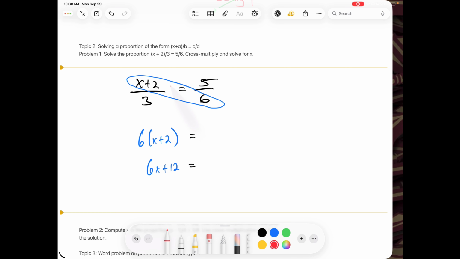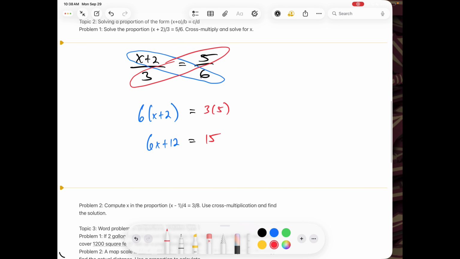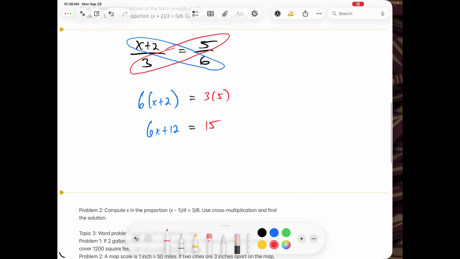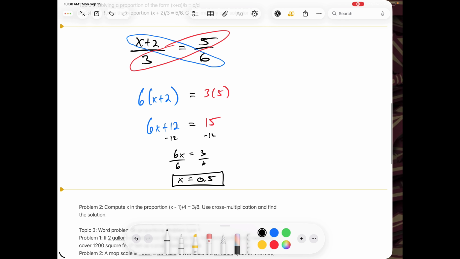And then you do the opposite: bottom left times top right. So 3 times 5 would be 15. That is what cross multiplying means. That is the way you solve when 2 proportions are equal to each other. Now you solve for x. So I subtract 12 from both sides and divide by 6, not 3. Divide by 6, so x is equal to 0.5. And you can always take that and plug it back in to check your answer.